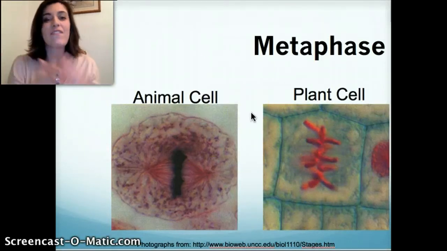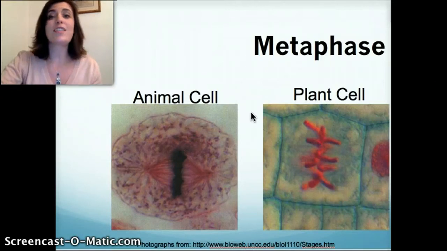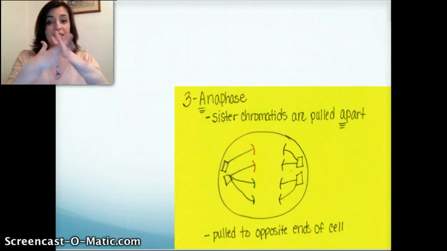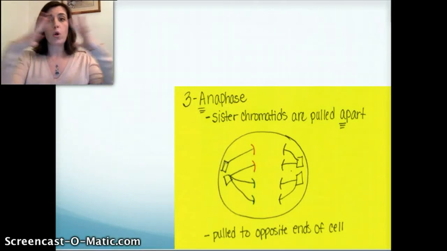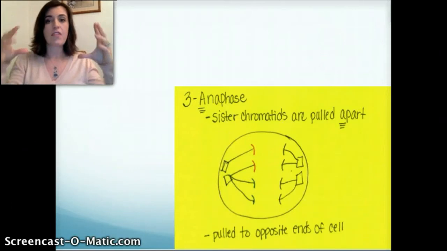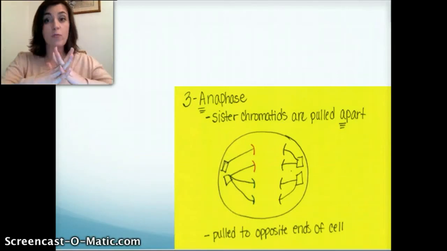Okay, so after metaphase, they're lined up. What are they gonna do? This is where you're gonna go to the third stage, anaphase. This is where those sister chromatids are going to be pulled apart. They're going to be pulled apart to opposite poles. Those spindle fibers are going to retract and pull them apart.